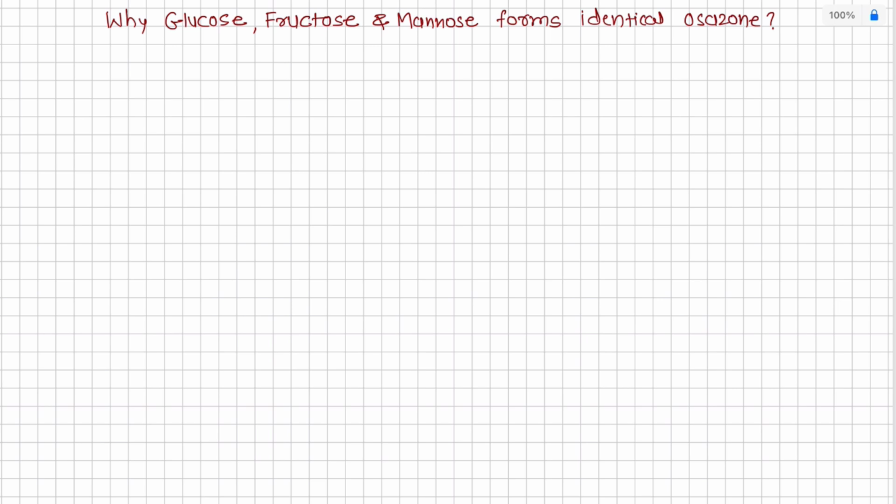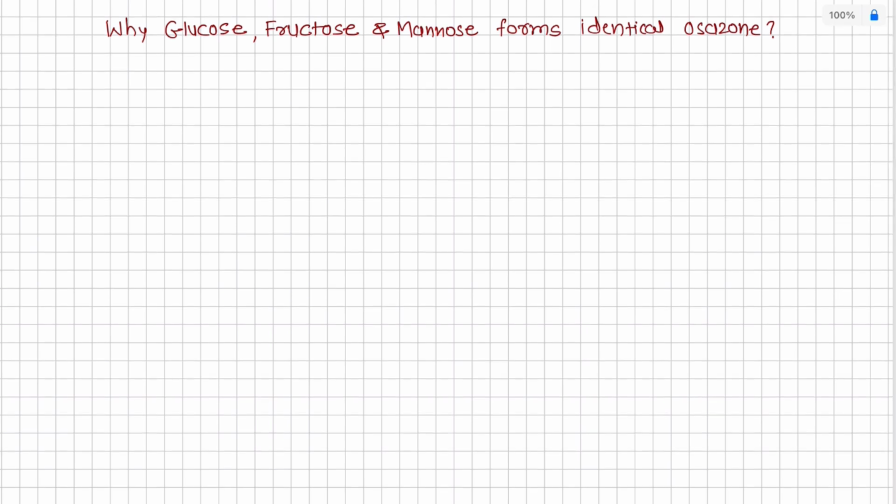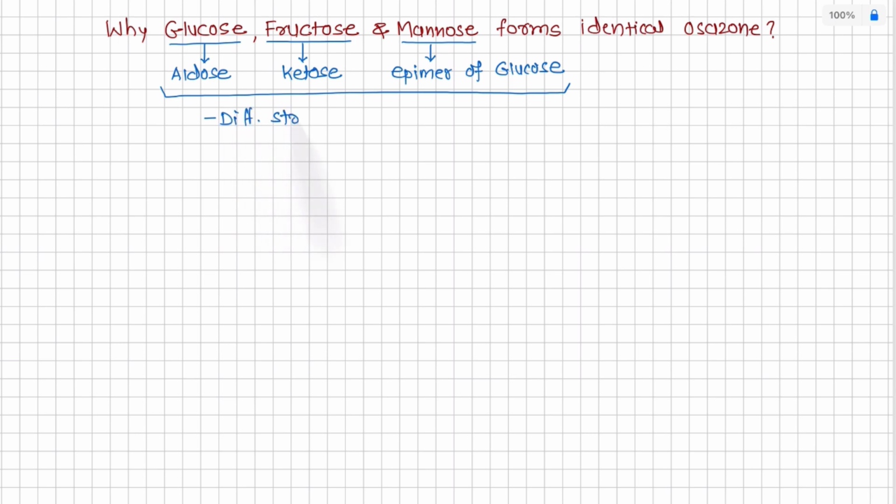Here is an interesting puzzle in carbohydrate chemistry. Take three completely different sugars: glucose, fructose and mannose. Glucose is an aldose, fructose is a ketose and mannose is an epimer of glucose. They all have different structures and different properties, but when we treat them with phenylhydrazine to form osazones, something surprising happens.